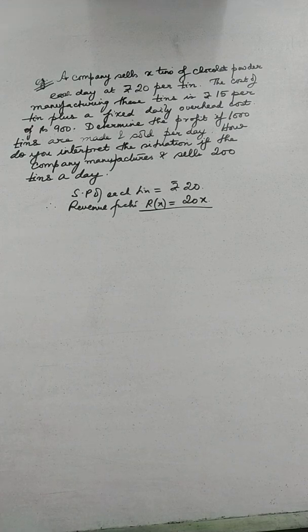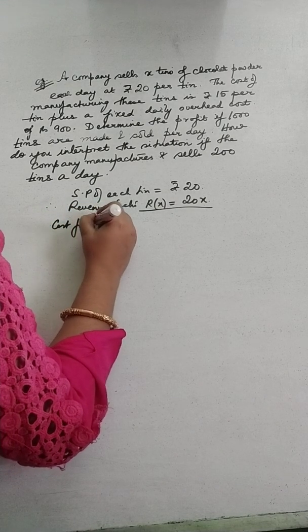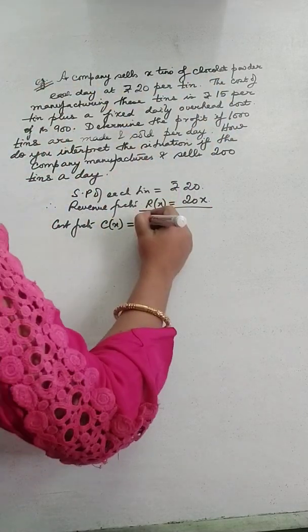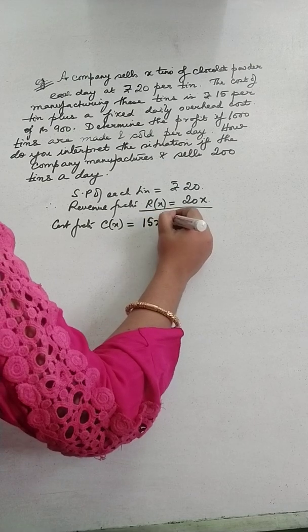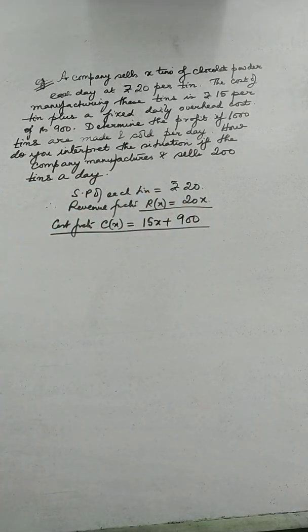Next they are asking for the cost function. Now let us find out what the cost function is. Cost function C(x) is equal to, this is your 15 per tin, so it's 15x as the variable cost, and the fixed cost is 900, so this is 15x plus 900. This is your cost function.